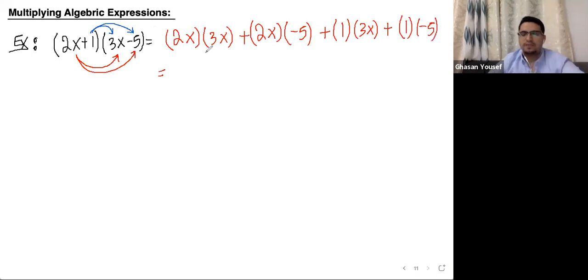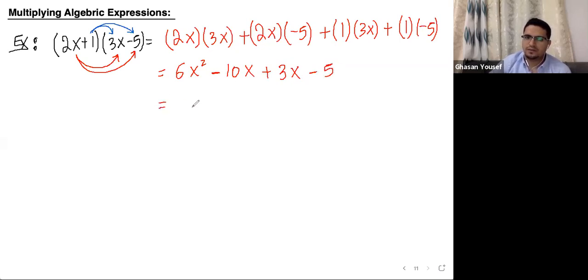Now we can simplify. When we have two monomials multiplying each other, we have to multiply the variables and the numbers. So we have 2 times 3, they give me 6, and x times x, they give me x squared. Why? Because they have the same base, x and x, and we add the exponents, x squared. Plus 2 times minus 5, they give me minus 10. And the variable, leave it alone, x. Here plus 1 times 3x, they give me 3x. And here 1 times minus 5, they give me minus 5.